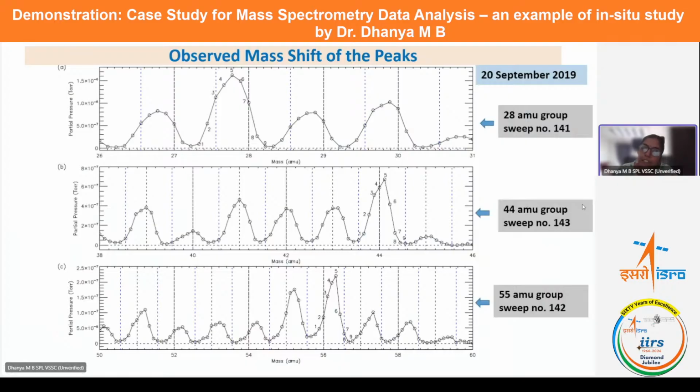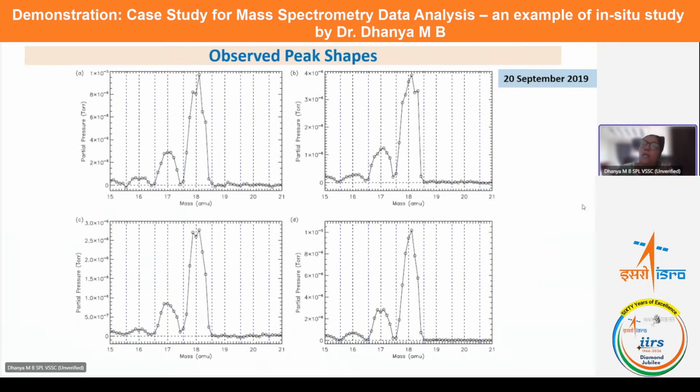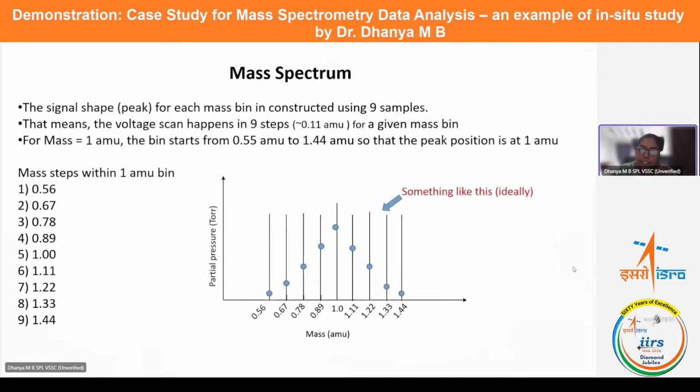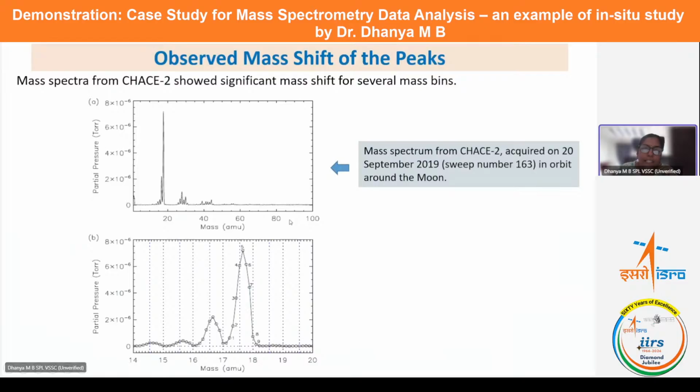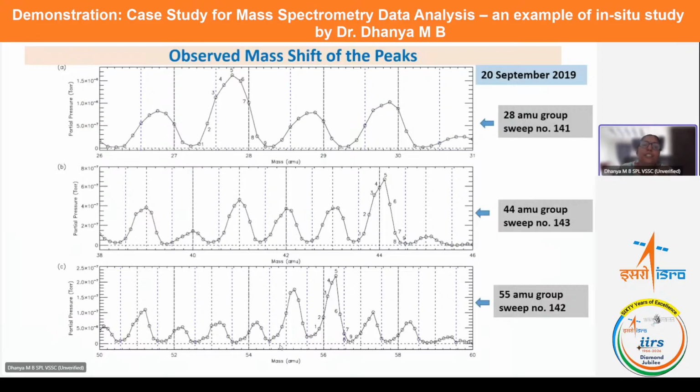This is one observation. Another is the shape. We said that ideally we should get a peak like this: low, high, and then it falls. This is an ideal peak. But this is not always the case. We do see different peak shapes.